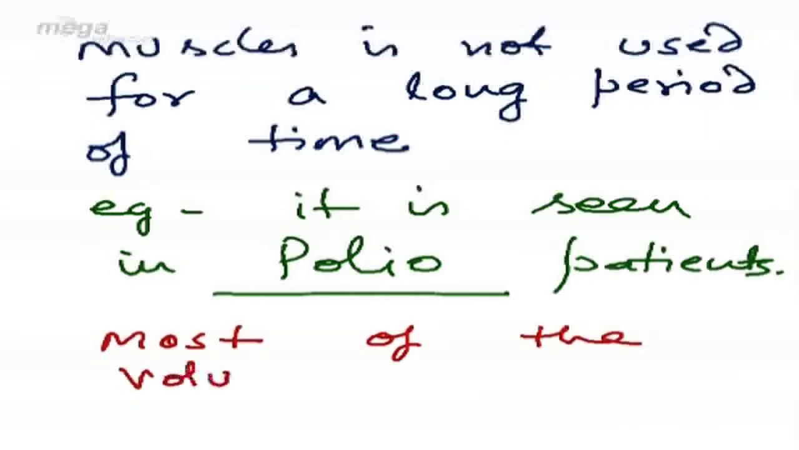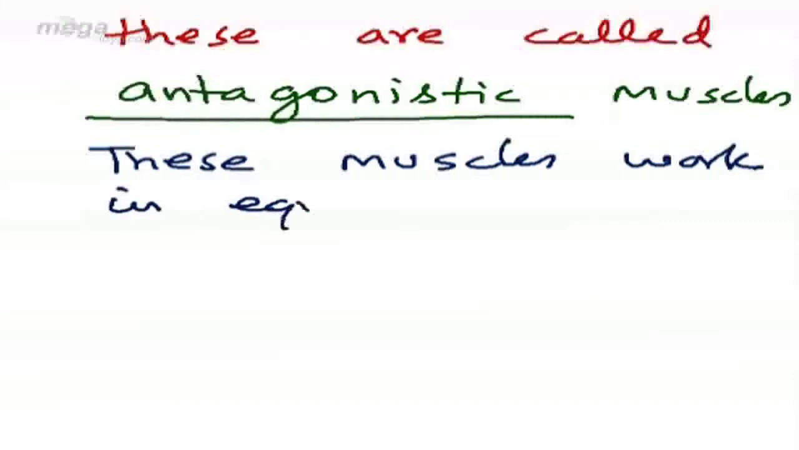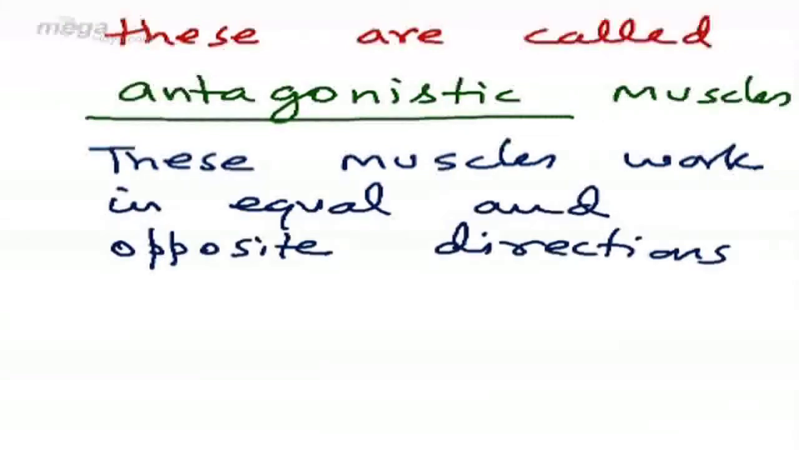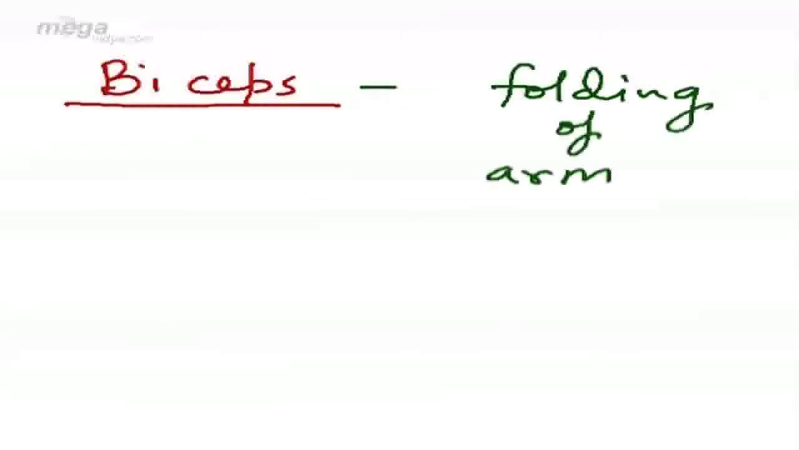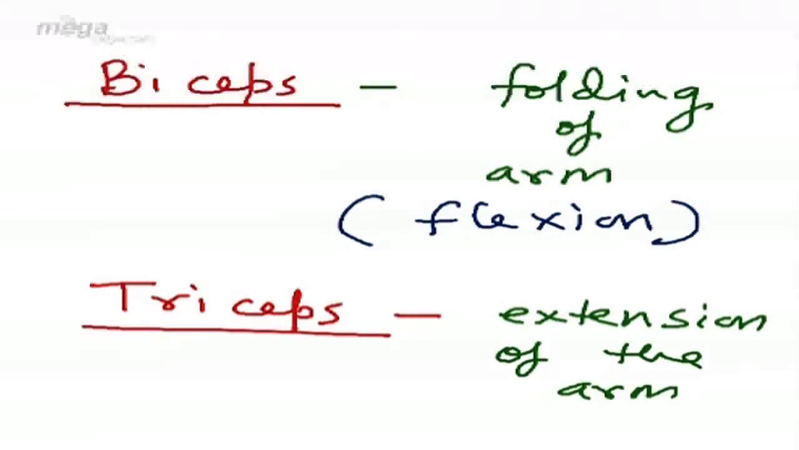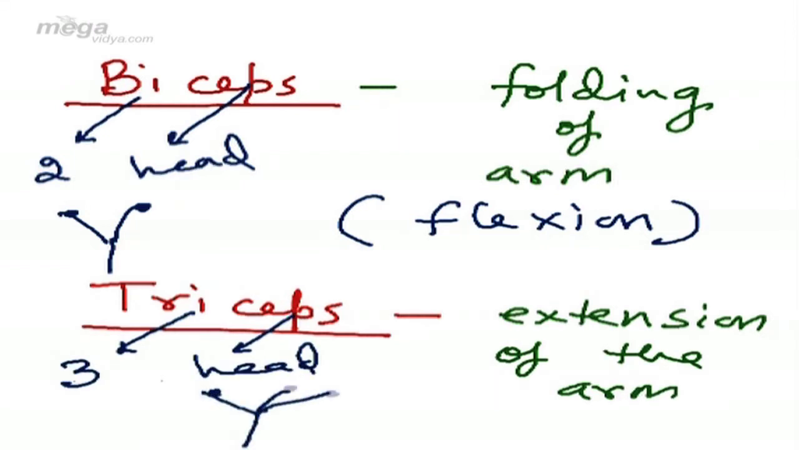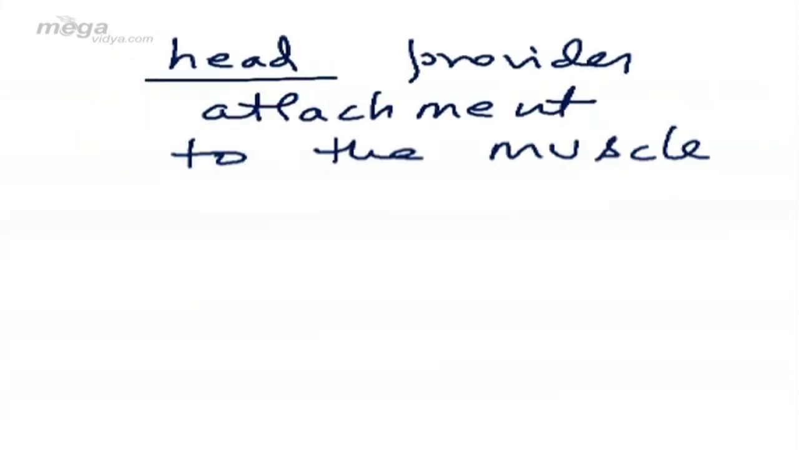Most of the voluntary muscles occur in pairs. These are called antagonistic muscles. These muscles work in equal and opposite directions. I'll give you some examples. Biceps and triceps. Biceps help in folding of the arm, which is called flexion of the arm, whereas the triceps help in extension of the arm. If you ask me the literal meanings of biceps and triceps, bi means two and cephalo means head. Any muscle which consists of two heads is a biceps muscle. Tri means three and cephalo means head. Any muscle which consists of three heads will be a triceps muscle. The head provides attachment to the muscle.